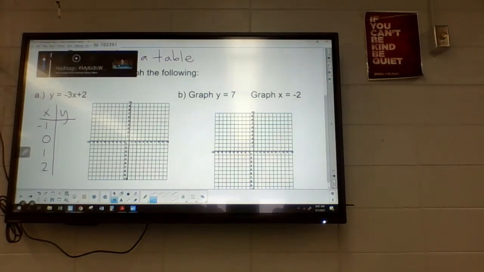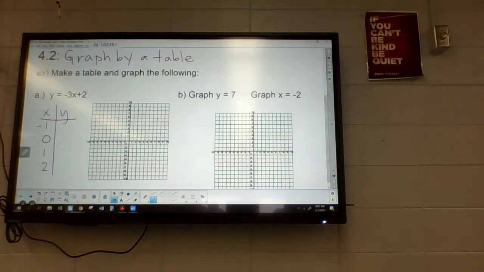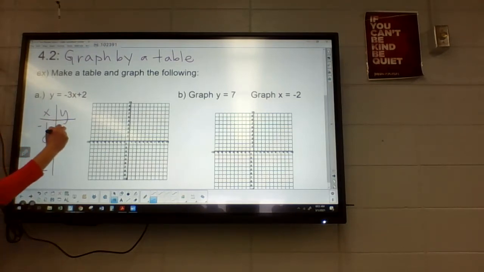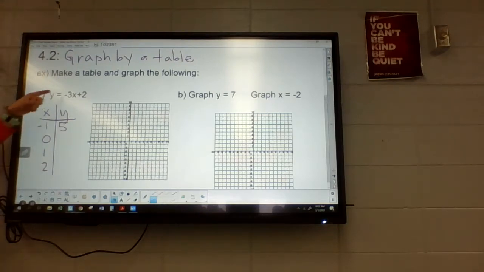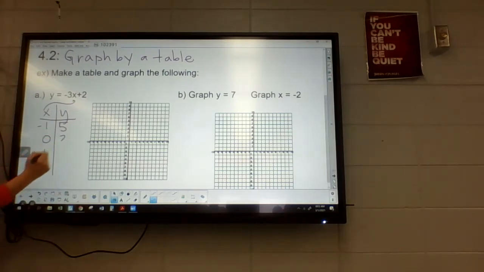So I'm going to put negative 1 in. Negative 3 times negative 1 is 3, plus 2 gives me 5. Negative 3 times 0, so again, we're just putting these values in here. Negative 3 times 0 is 0, plus 2 is 2. Negative 3 times 1 is negative 3, plus 2 is negative 1. And then this last one is negative 6 plus 2, so negative 4.